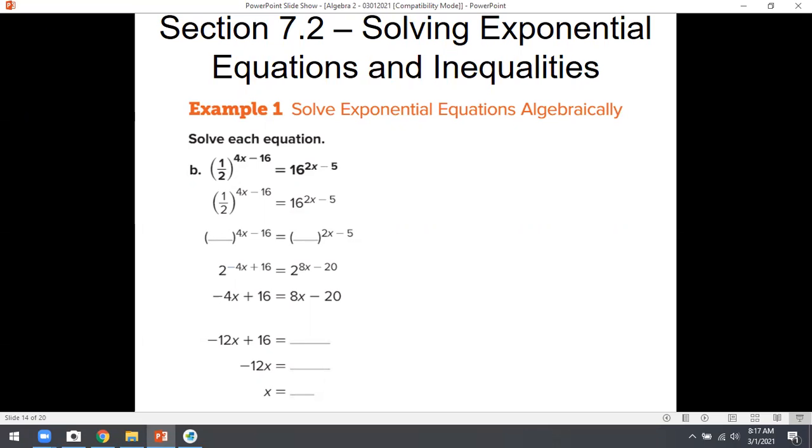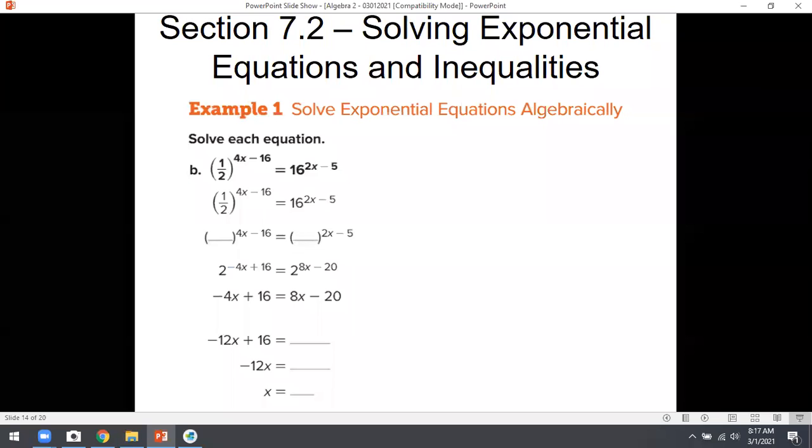Because once you got the bases to be the same, their exponents must be the same. So now I can just say negative 4x plus 16, the exponent on the left, is 8x minus 20, which is the exponent on the right. And you got some stupid little easy, linear thing. You move this over, call it 12x. You move the 20 over, you call it 36. You divide by 12, and you get x equals 3.